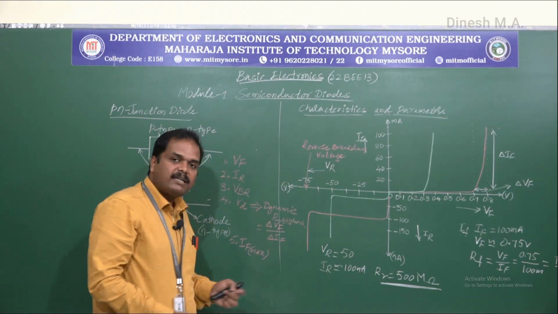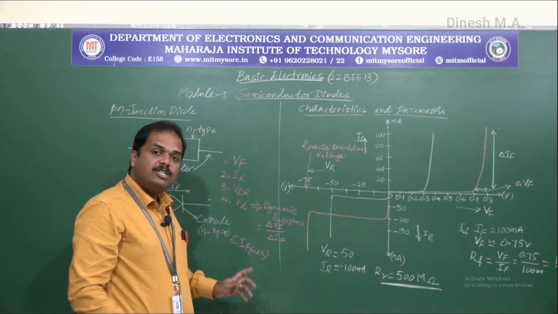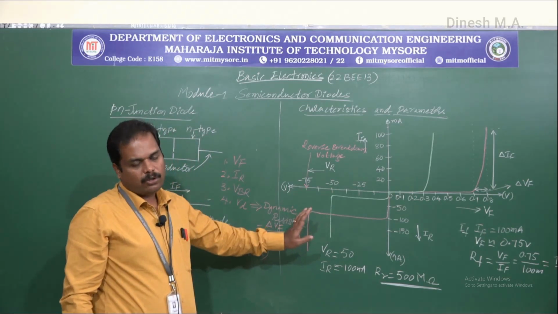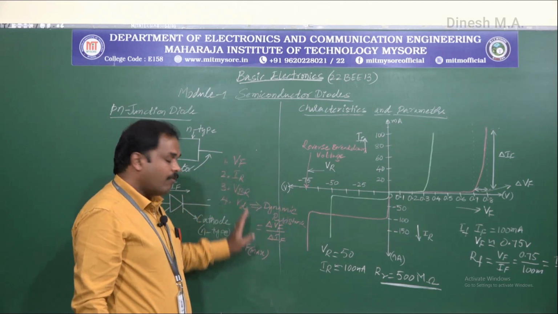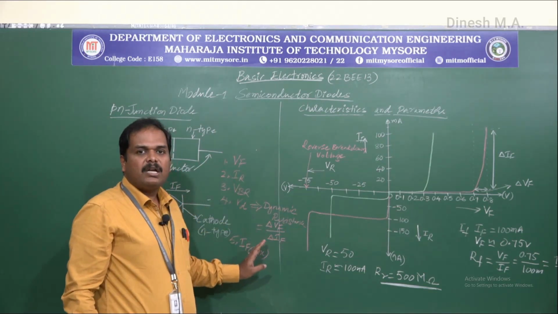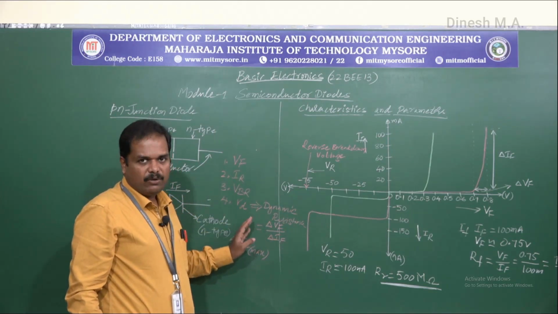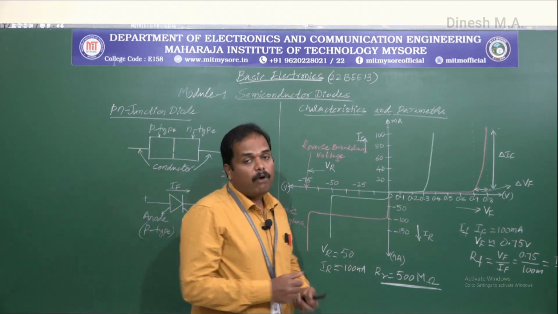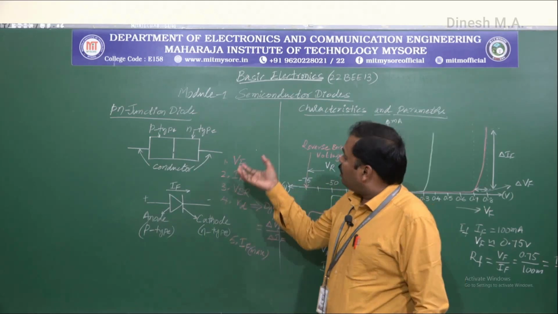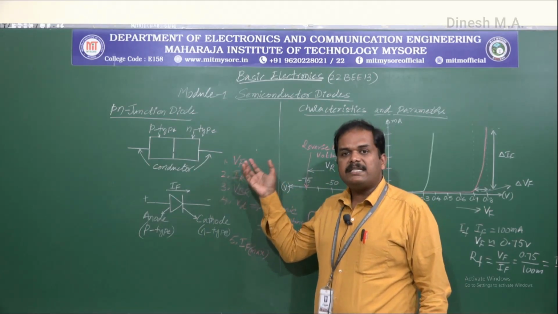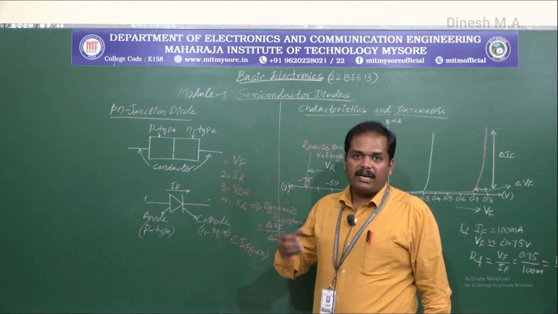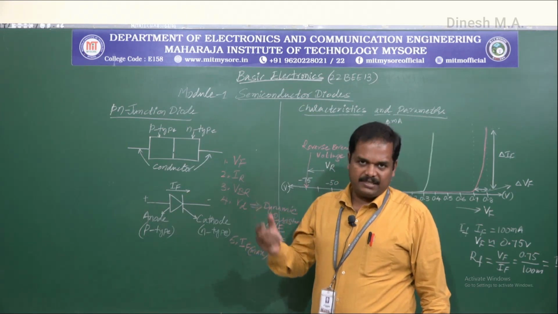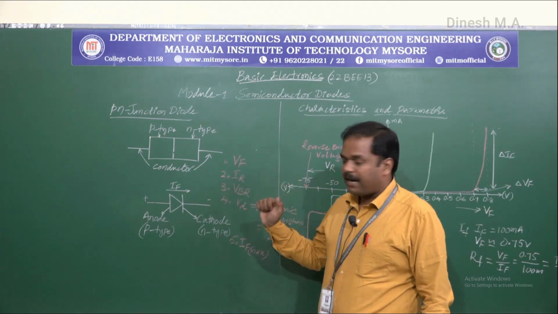So what is IF max? IF max is the maximum forward current the diode supports. So these are the 5 parameters associated with any diode. Let me repeat this. Number 1 is VF, that is forward voltage drop. So the voltage, the positive voltage at which the forward current starts increasing. So that is the first parameter.